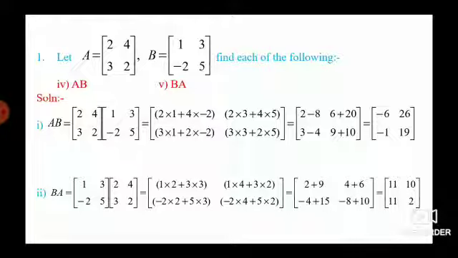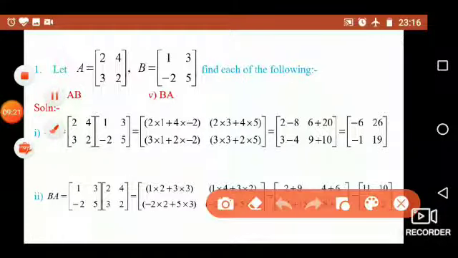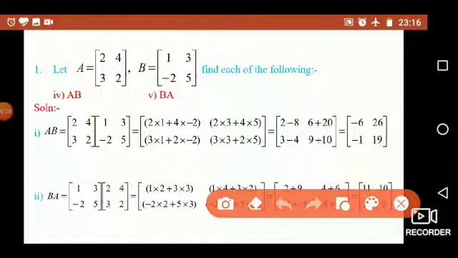Moving to the next example. This is a problem from exercise 3.2. First example, the sub question, it is 4 and 5. Students, let me find the matrix AB first. You have to find matrix AB.